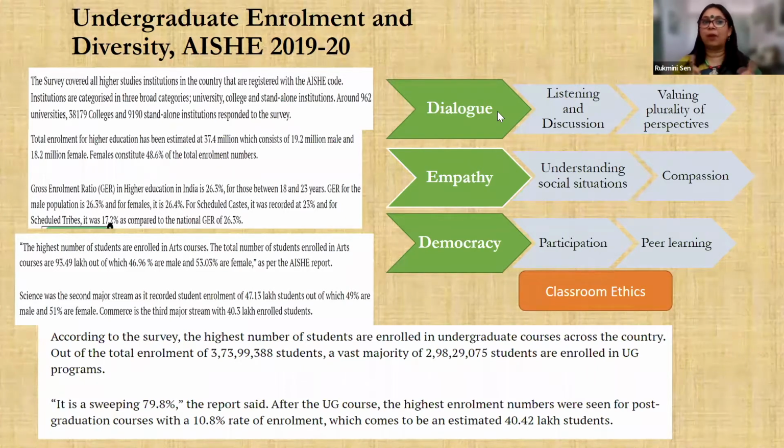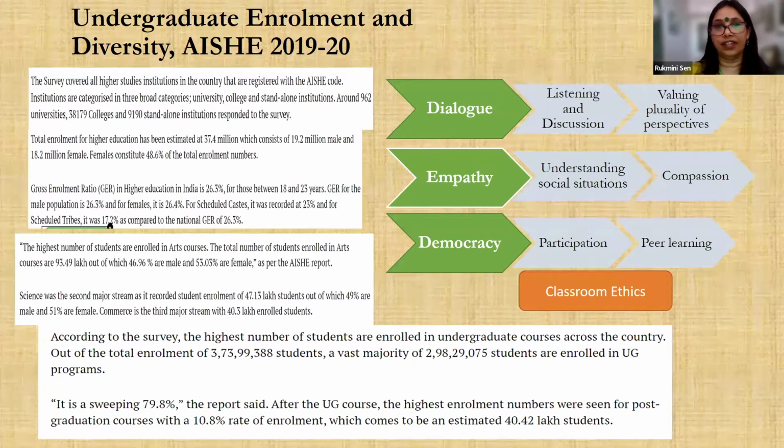And this vis-a-vis male population is 26.3 for females, 26.4 for scheduled caste, 23% for scheduled tribes, 17.2%. We do understand when we look at the different categories where representation in terms of entering into higher education institution spaces is happening. What is interesting to also note is that the highest number of students are enrolled in the arts courses. Science is the second major stream, while commerce is the third major stream.